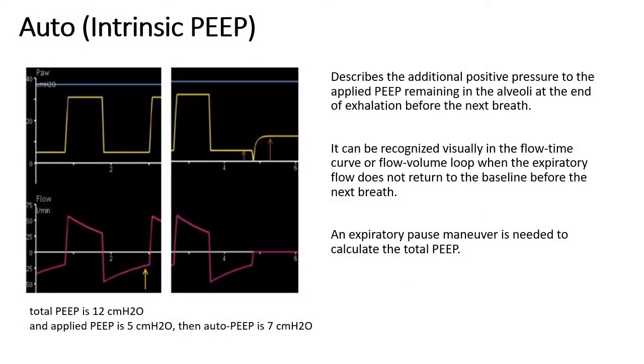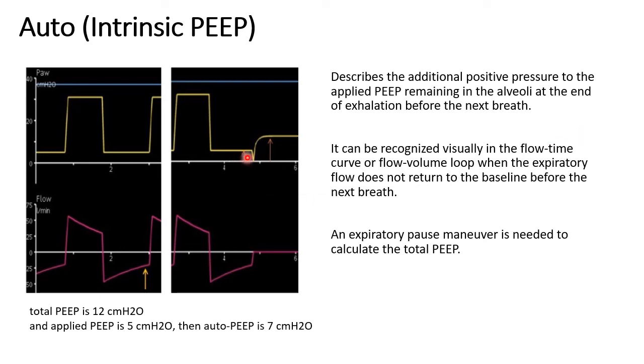We're coming to our last slide here, and it's a very important slide and often missed, the phenomenon of auto PEEP or intrinsic PEEP. As we know, PEEP is a positive end expiratory pressure. Auto PEEP or intrinsic PEEP means additional PEEP that is remaining in the lung, in the alveoli, at the end of exhalation before the next breath starts. Problem is most ventilators do not tell you exactly how much auto PEEP, although some new ventilators calculate it.